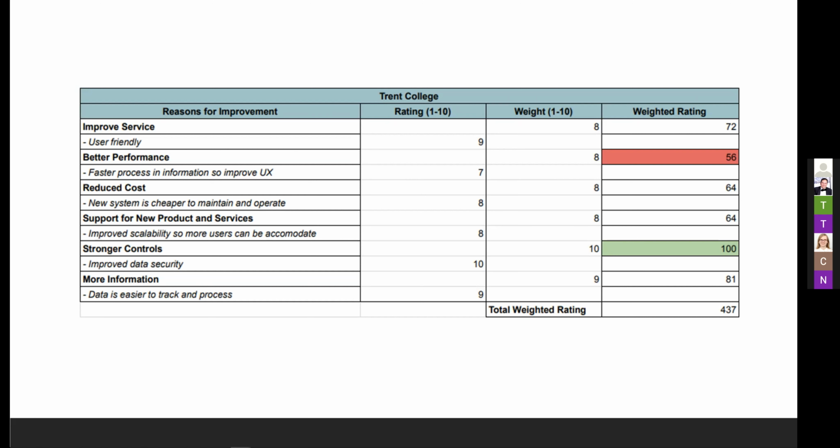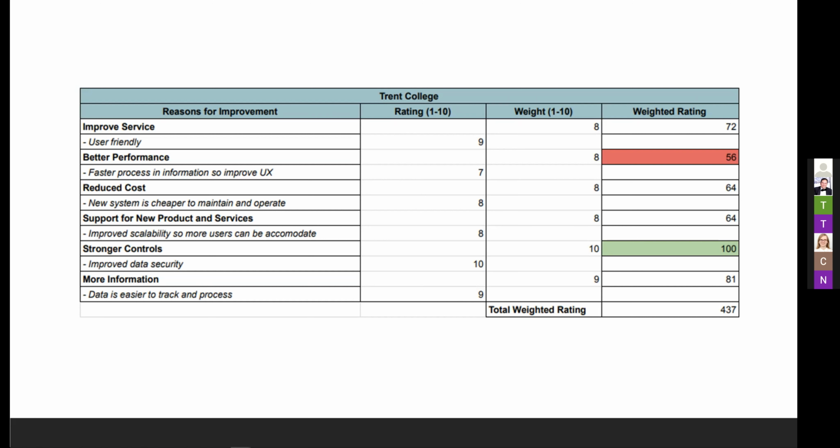For reduced cost, we gave it a weight of 8. The current system would be expensive to operate and maintain. Thus, it might increase the school's variable cost. So we rate this as 8. So the rating for this reason is 64.